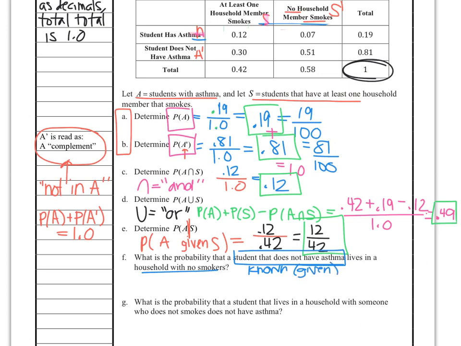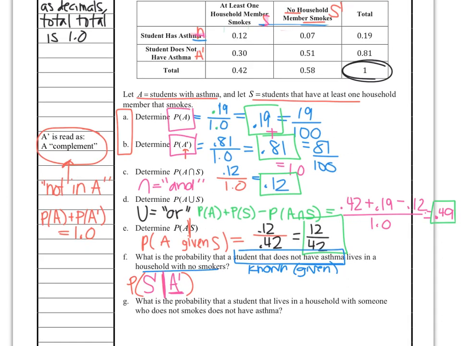So we're going to look back at our table after we make our little statement here with the symbols. So we have probability of something given something. So again, something given what we know. So does not have asthma has to go here. So that's A complement. And then we want to talk about the probability of a student living in a non-smoker household. So that's S complement given A complement.